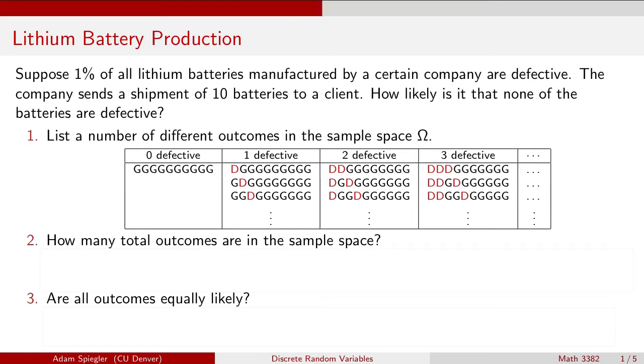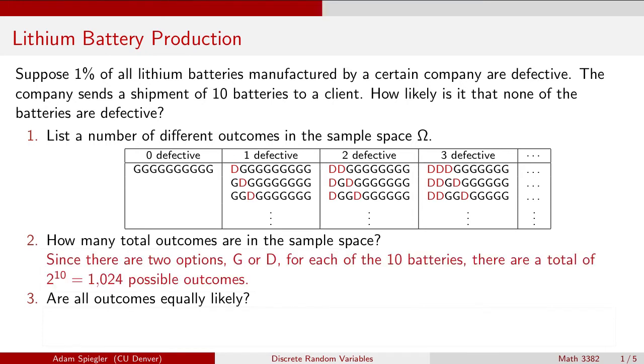And so here's a counting argument. If you think about it, for each battery that we pick, we have 2 choices, either a D or a G. So I have 2 choices in the first position, 2 choices in the second position, and so on. And altogether, since we have 10 batteries that we are sending, this is going to give us 2 to the 10th, which is 1,024 possible outcomes. So this is a very, very large sample space. So we would like to do some analysis without actually having to list all of these outcomes.